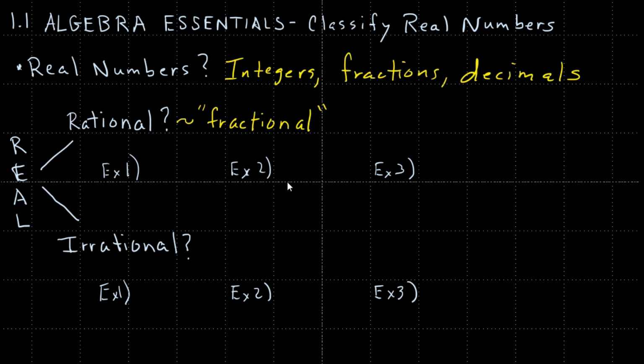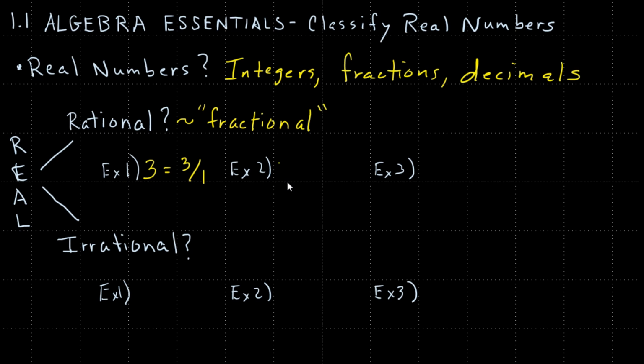It's basically if you can express a number as a fraction, then it's a rational number, and if it's rational, then it's real. So one example would be the number 3. Doesn't look like a fraction, but that can be expressed as 3 over 1, so it is rational.